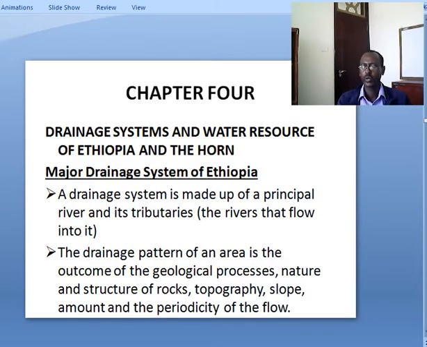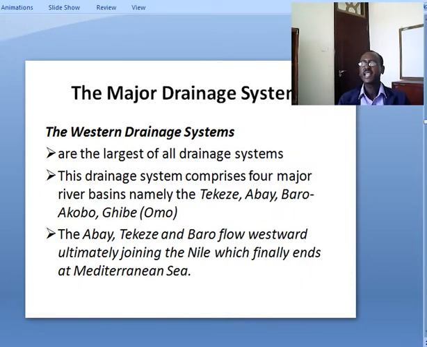When we talk about drainage pattern, what we should consider is the overall geological process, nature and structure of rocks, what kind of topography, what the slope looks like, the amount of water and its periodicity. All this is to be seen within the drainage pattern. The major drainage systems are the following.